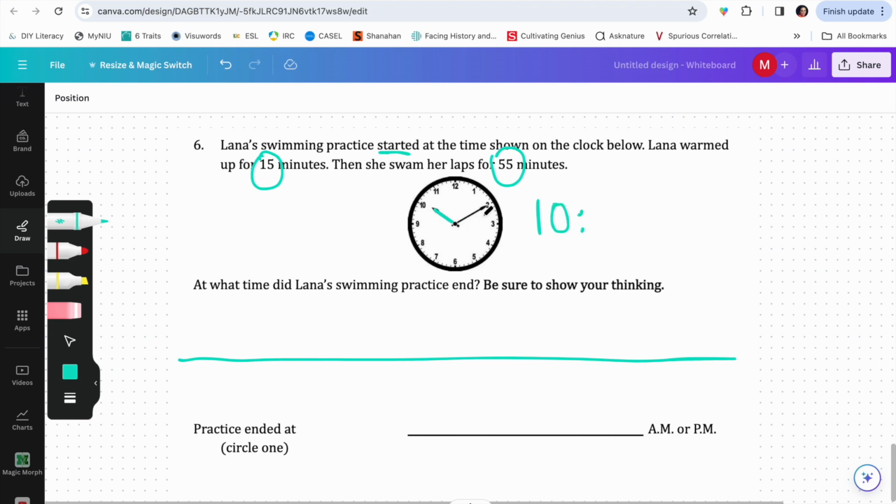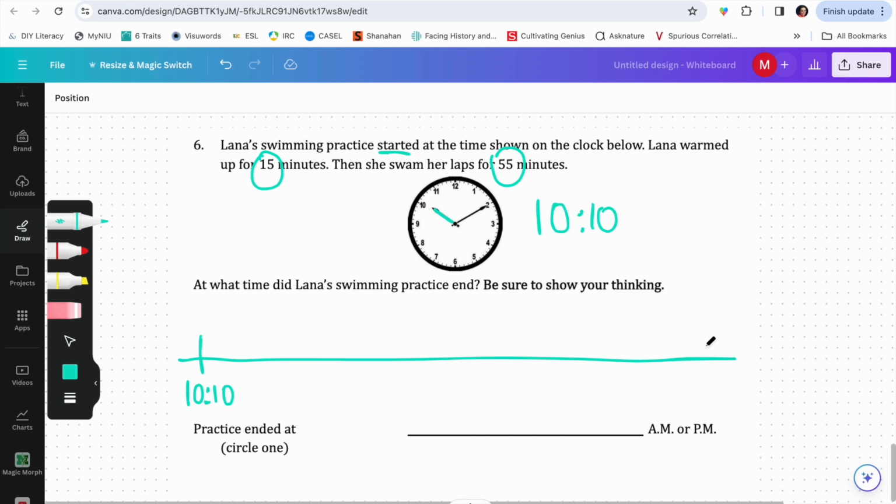And then we're going to look at the long hand for the minutes. You guys know that the long hand is when we're going to be counting by fives. We'll start at the top at 0 and then count by fives as we cross each of these large numbers. Here we go. 0, 5, 10. So the time just happens to be 10:10. 10 with hours and then 10 with the minutes. That's kind of fun. So this is her beginning time. She started at the time shown on the clock below. So now we know that our number line is going to start at 10:10.